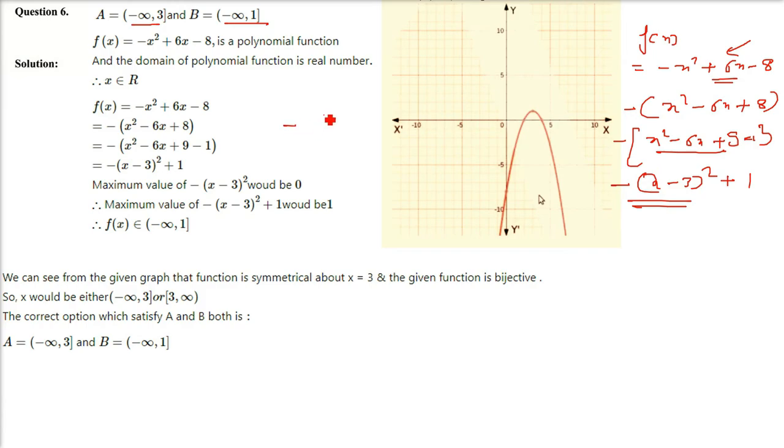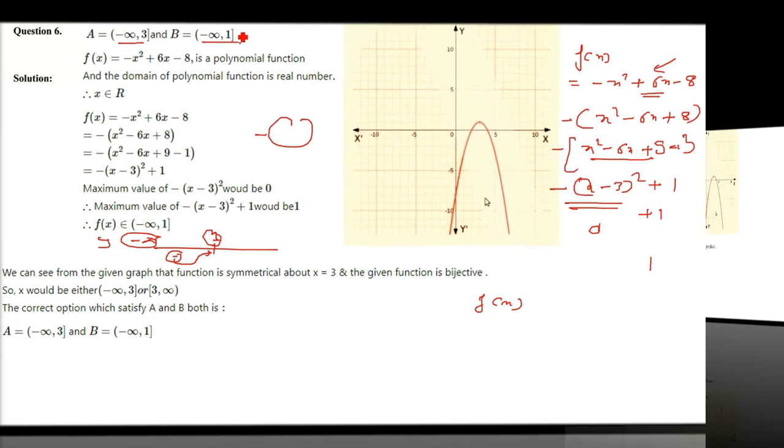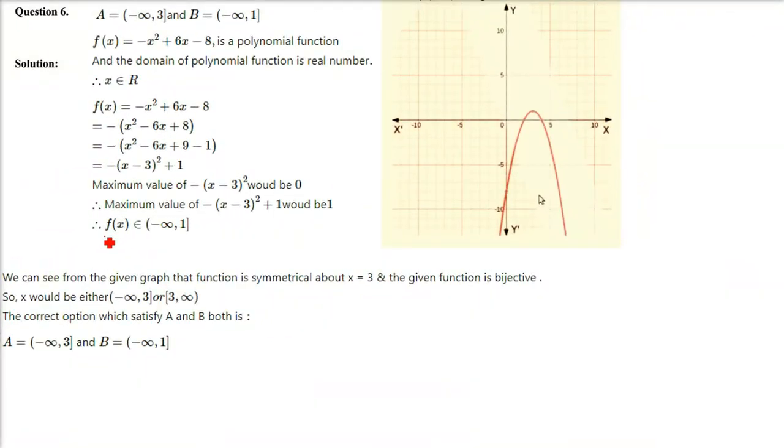So what is the maximum value here? Let me just write it here. The maximum value of a negative value will be 0, because the maximum value of any negative quantity can be only 0. So for (x minus 3) whole square with the negative, the maximum value is 0. And there is plus 1 also, so the maximum value can be only 1. So it has to start with some negative value, negative infinity, till 1. So you got the point. f(x) is from negative infinity to 1.